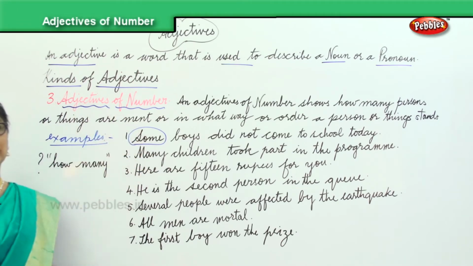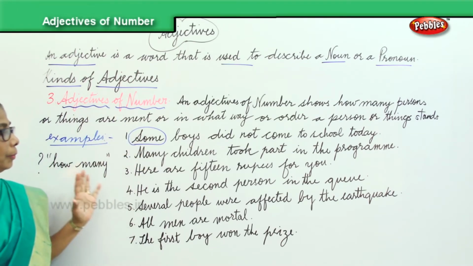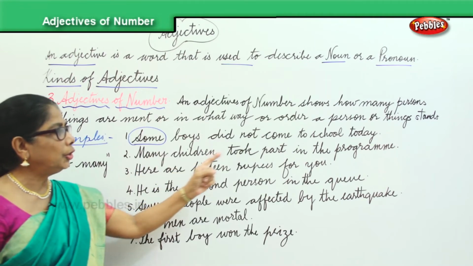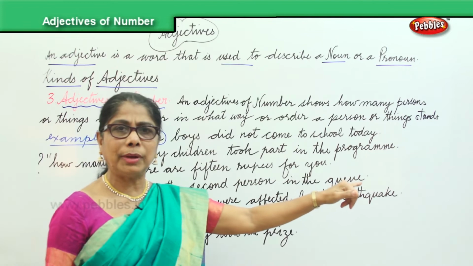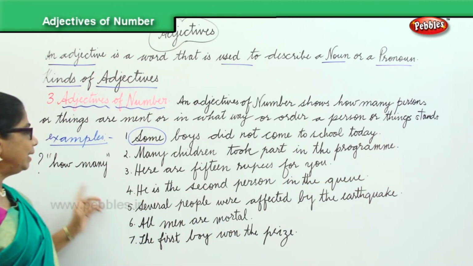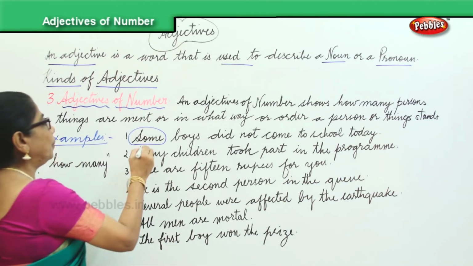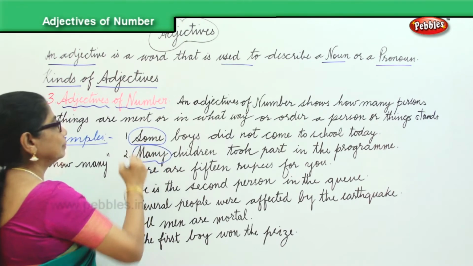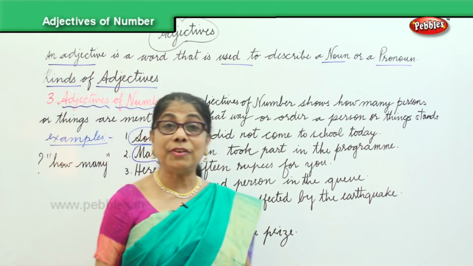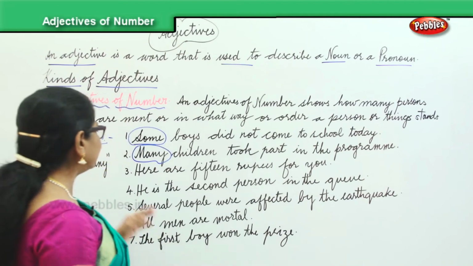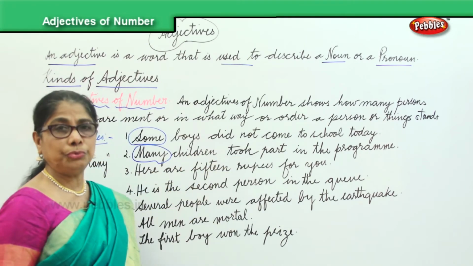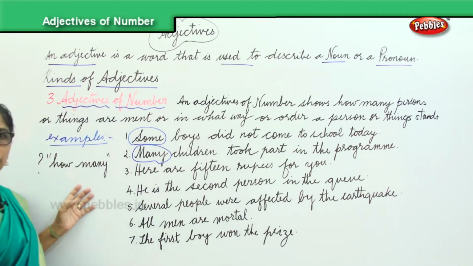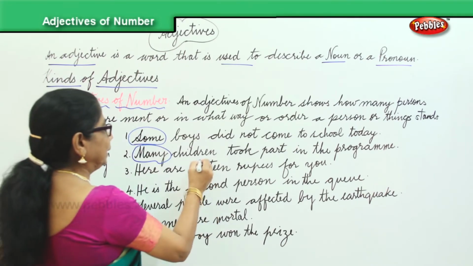It answers the question, how many didn't come to school? Some boys. You're not asking for names. Many children took part in the program. How many? Many children took part. Adjective of number. Here are 15 rupees for you. How many rupees? 15 rupees.